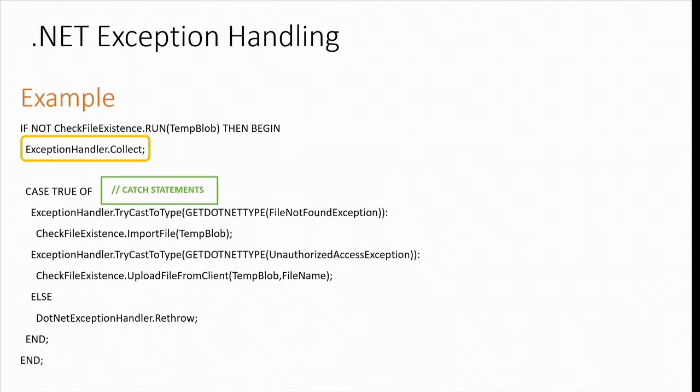So following the same paradigm as exception handling in C#, we have catch statements using a case statement. Using that one, we should be able to figure out which type of error has happened using the GetDotNetType CAL keyword. And that one helps us discriminate between the different possibilities.